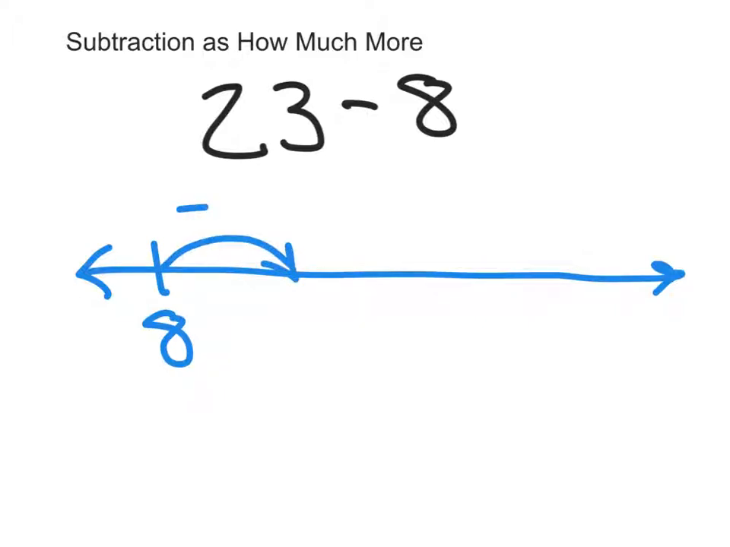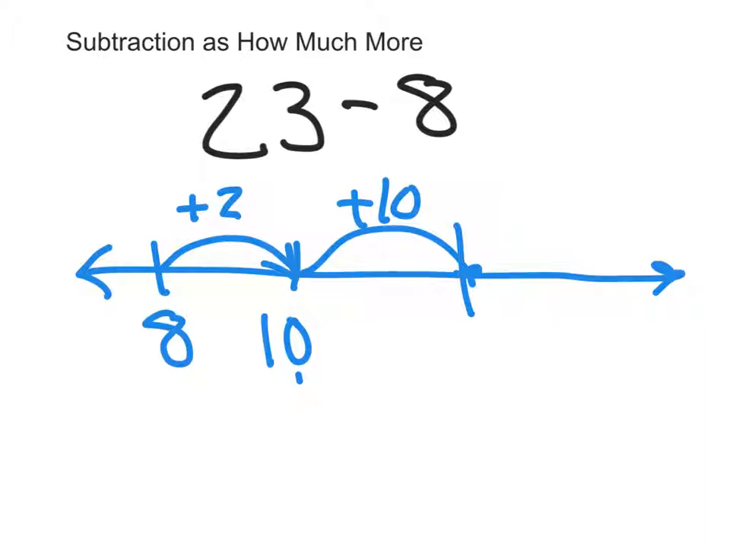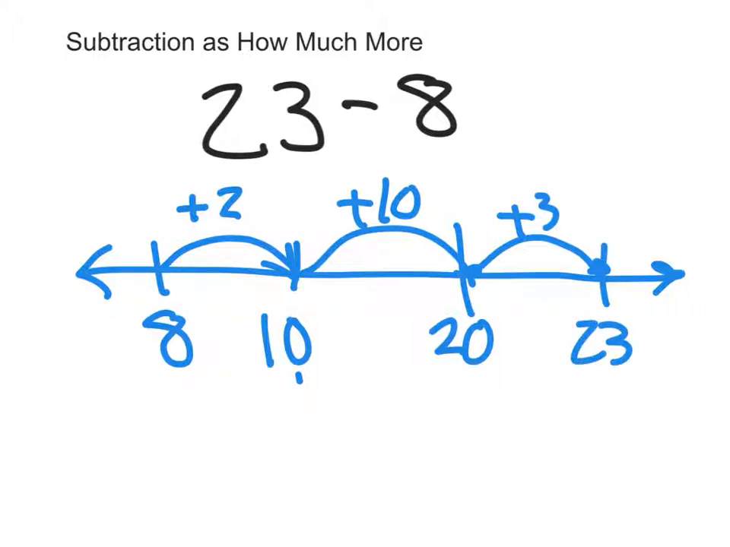And again, a derived fact that they might know is 8 plus 2 is 10. And then I could add another 10, and that could get me to 20. But my goal is to get to 23. So I'm going to add 3 more on to get to 23. And then to figure out what is 23 minus 8, or really, what is 8 plus what number is 23?